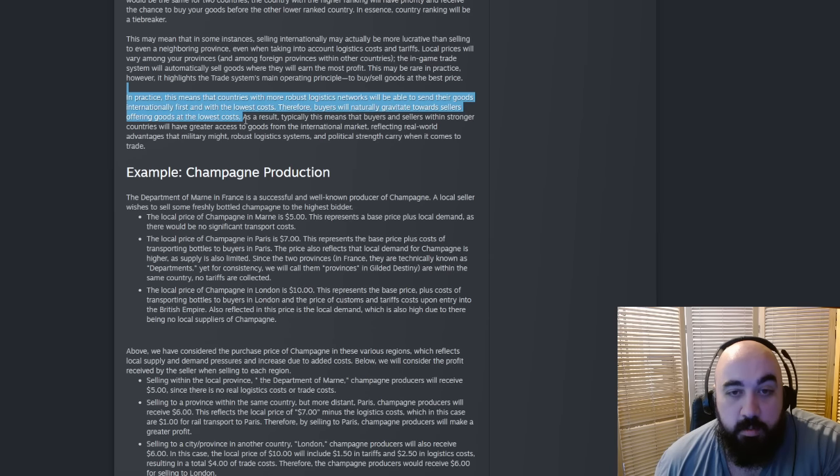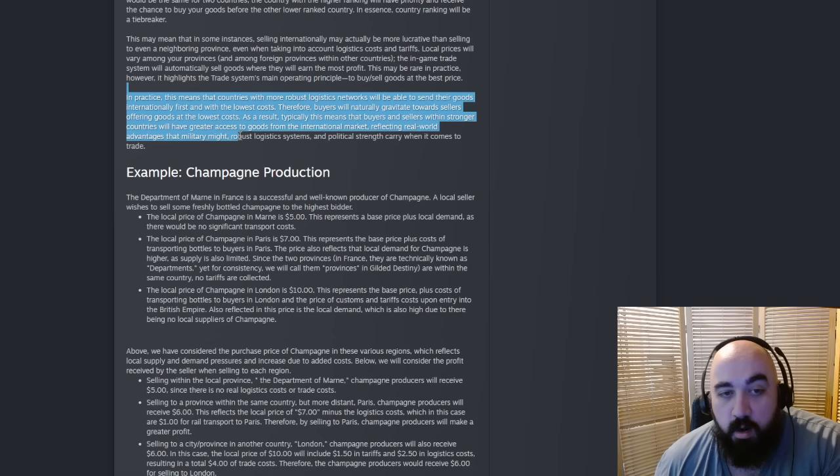As a result, this typically means that buyers and sellers within stronger countries will have greater access to goods from the international market, reflecting real-world advantages that military might, robust logistics systems, and political strength carry when it comes to trade.